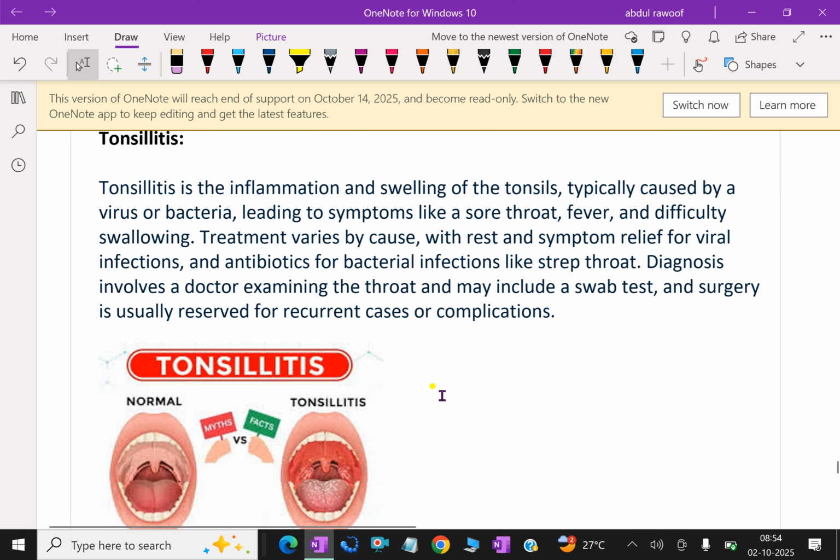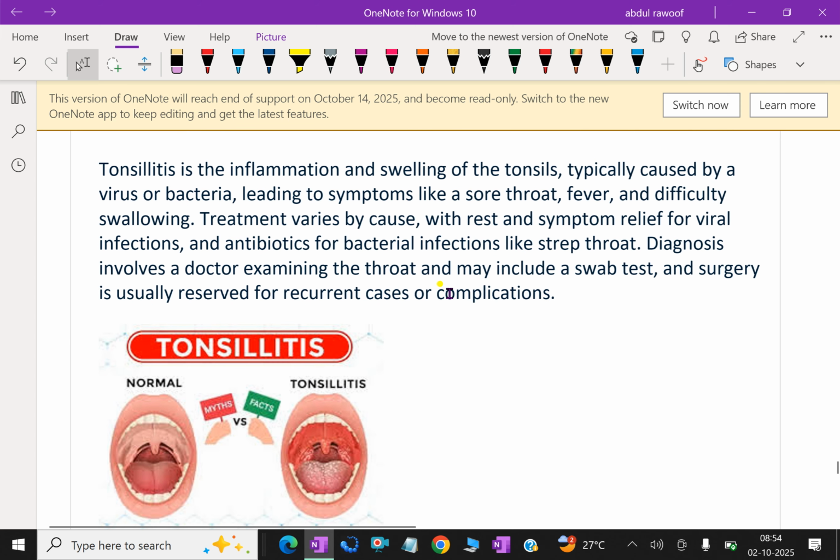Tonsillitis. Tonsillitis is the inflammation and swelling of the tonsils, typically caused by virus or bacteria, leading to symptoms like a sore throat, fever, and difficulties swallowing.